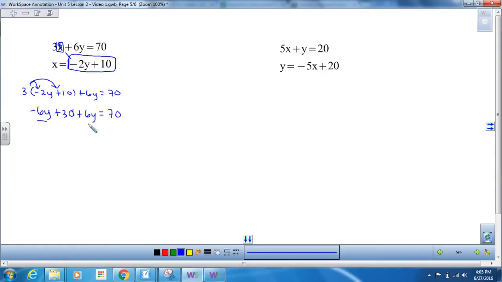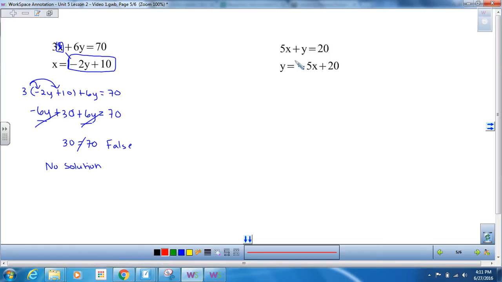Okay, combine your like terms. So negative 6y plus 6y is 0. So those actually cancel. So I'm left with 30 equals 70. Okay, so it's a special case. So if your variables cancel, then we have a special case. And we have either a no solution or infinitely many solutions. Well, 30 does not equal 70. That is false. So this would be no solution. So on a graph, these lines would be parallel.